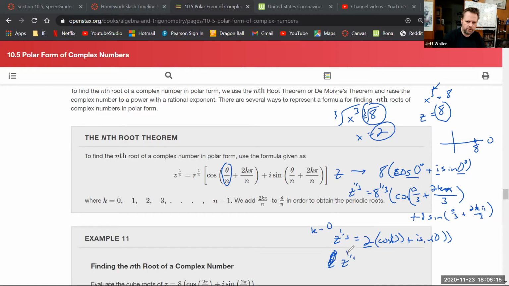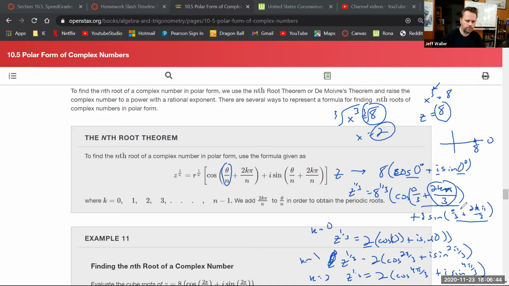Z to the 1/3 if k is 1 would be 2 cosine of 2 pi over 3 plus i sine of 2 pi over 3. And if k is 2, z to the 1/3 equals 2 cosine of 4 pi over 3 plus i sine of 4 pi over 3. Just following what these are telling me to do.